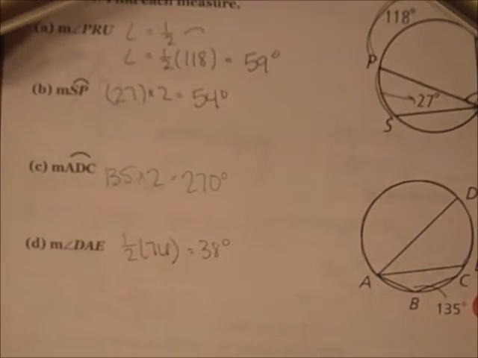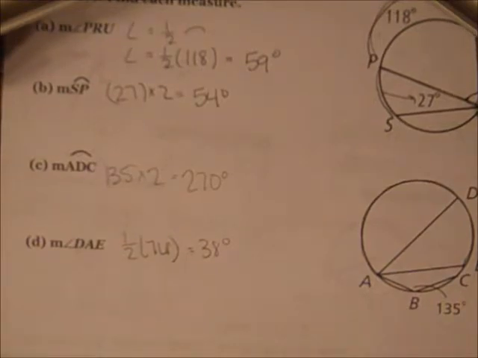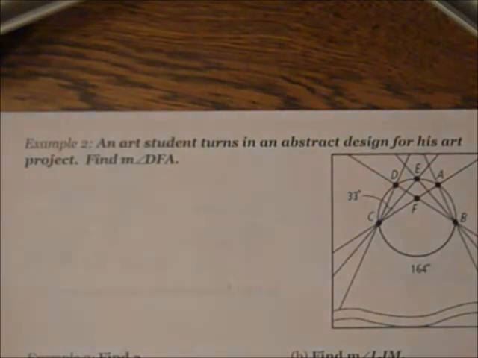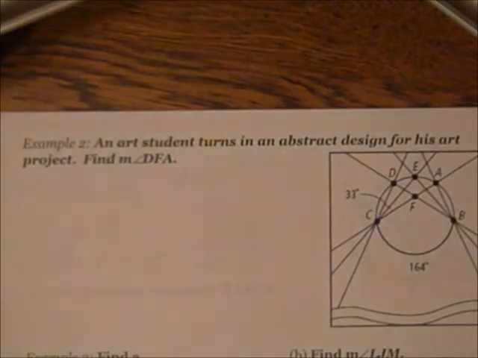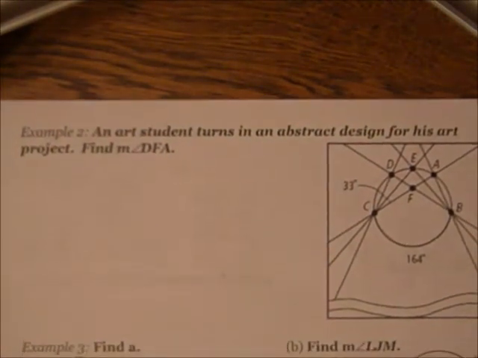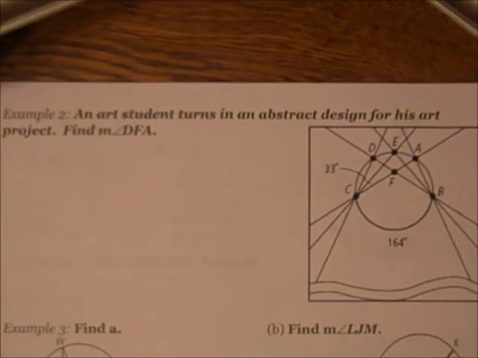Alright, so the measure of arc ADC is 270 and the measure of angle DAE is 38. Okay, so an art student turns in an abstract design for his art project. Find the measure of angle DFA.